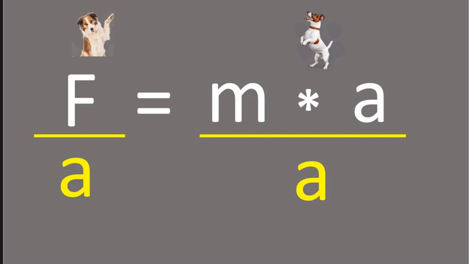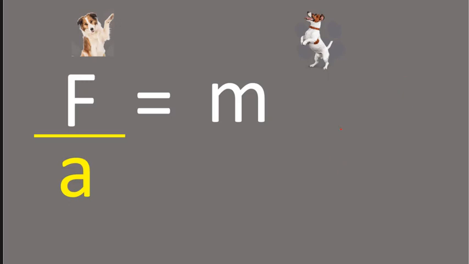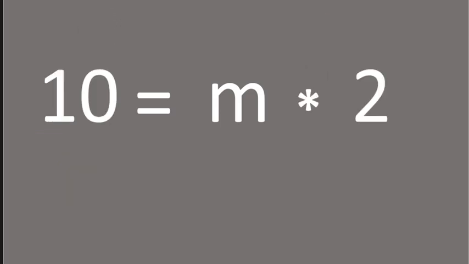Hopefully, from your studies of fractions years ago, you should understand that on the right side, the a's cancel. The a on top cancels the a on bottom. And so we have m all by itself. And we have a new equation, F over A equals m. And so we have a different equation to solve for mass. Let's put some numbers into it.